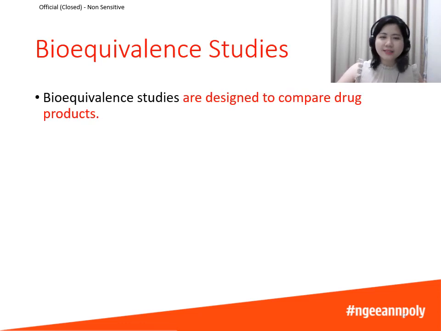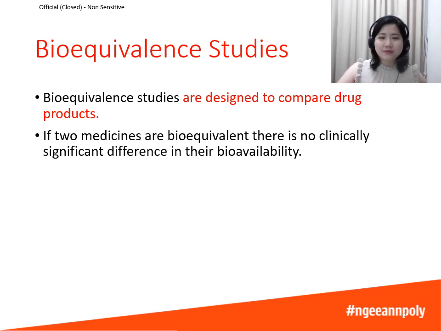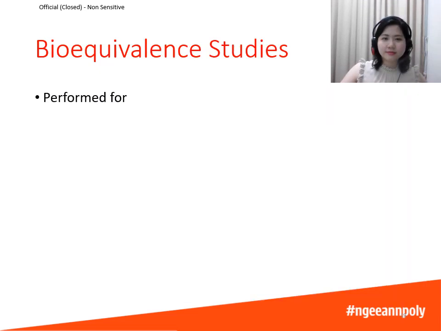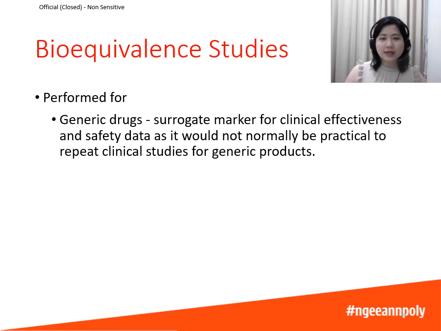So, bioequivalence studies are performed to compare the bioavailability of drug products. If two medicines are bioequivalent, it means there is no clinically significant difference in their bioavailability. Bioequivalent products would have very similar peak concentration, time to peak concentration, and area under the curve. Most of the time, bioequivalence studies are performed for generic drugs to compare it with the innovator product.